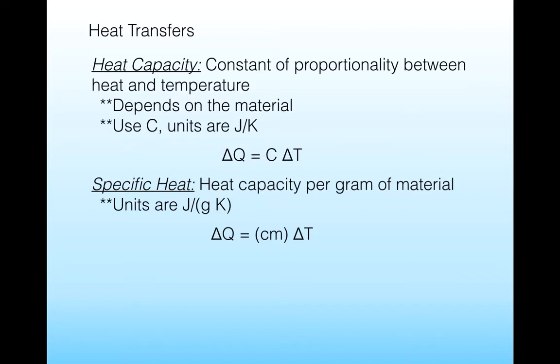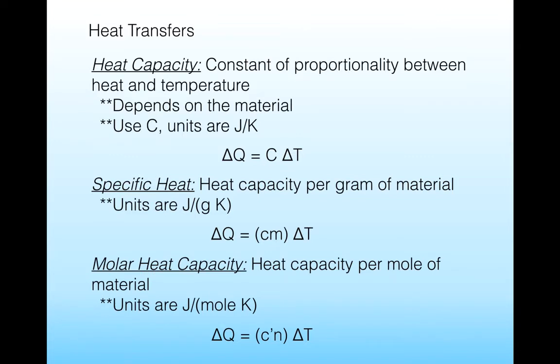And you can see that the heat equation is the same, except that instead of capital C, we have a little c, which is multiplied by the mass, and this is the mass in grams, which I understand is not an SI unit. We can also have the molar heat capacity. This is the heat capacity per mole of the material, and the units are joules per mole Kelvin. In this case we can use C prime and multiply that by n, and that gives us the constant of proportionality between the heat transfer and the change in temperature.